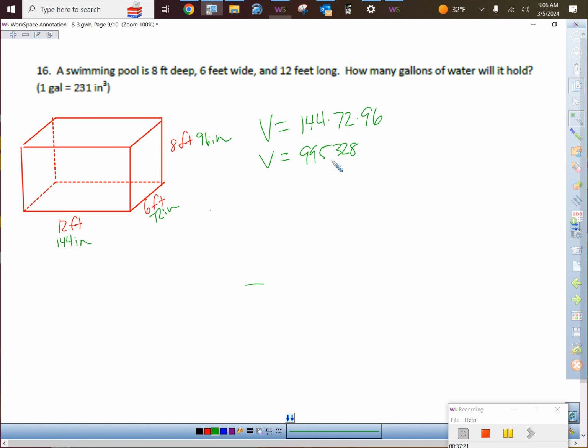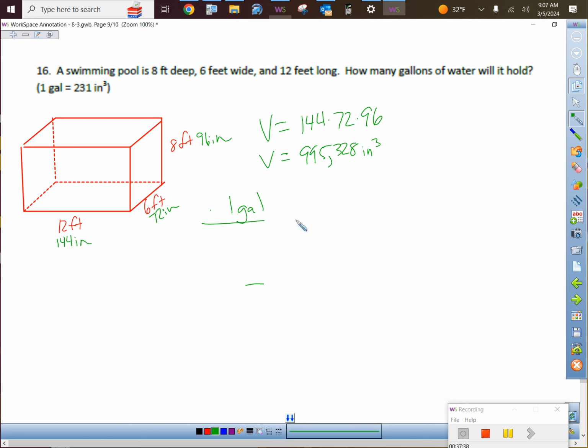995,328. Work backwards every 3 spots. 995,328. Label, please. Inches cubed. They did not ask that. Mention it again. So to figure this out, I think we set up a proportion.